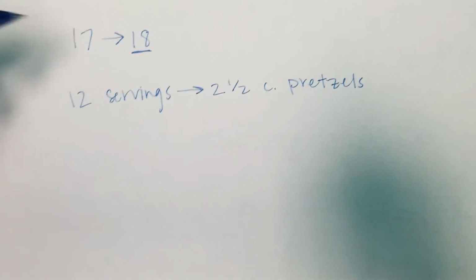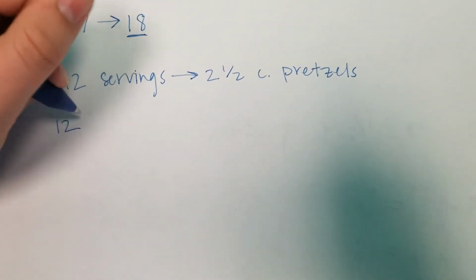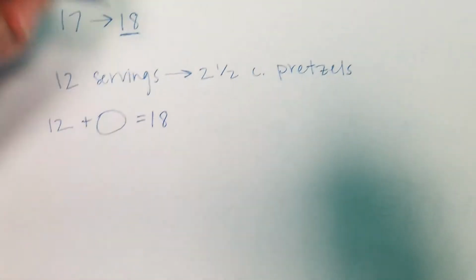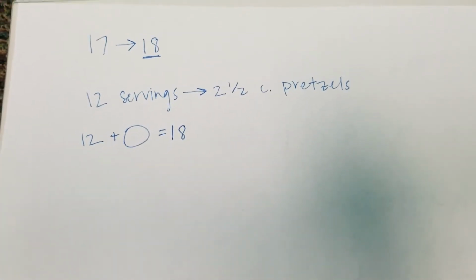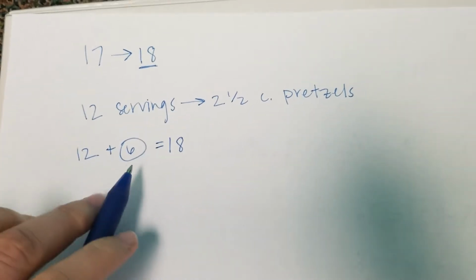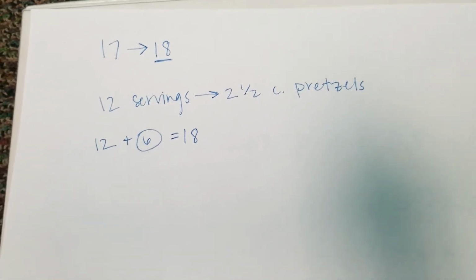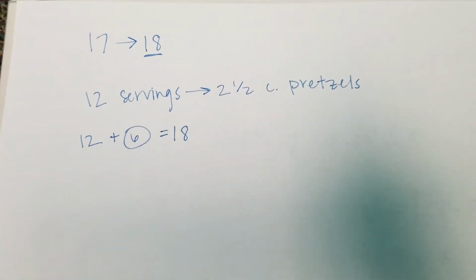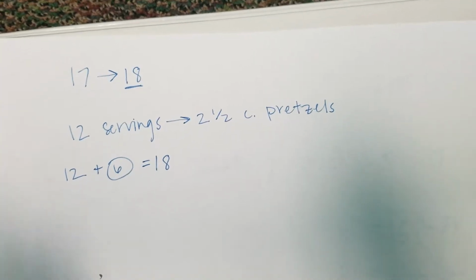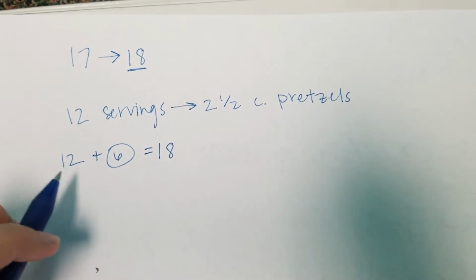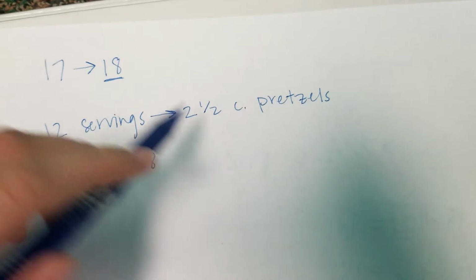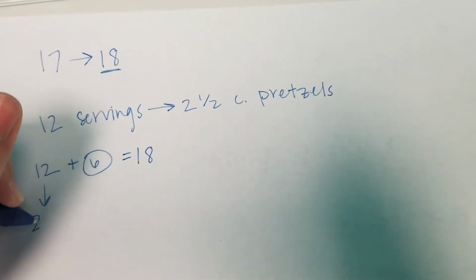servings, okay? So let's figure out, we already have 12, and we need another number to equal 18. What number would that be? Right, 6. Okay, so we know that we need 6 more servings than the 12 that our recipe gives us, okay? So now we need to figure out how many pretzels we need. So what we're going to do is we know that 12 servings uses 2.5 cups of pretzels, right? That's in our recipe.